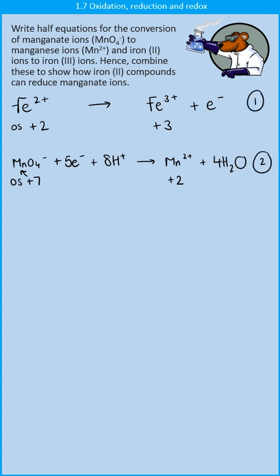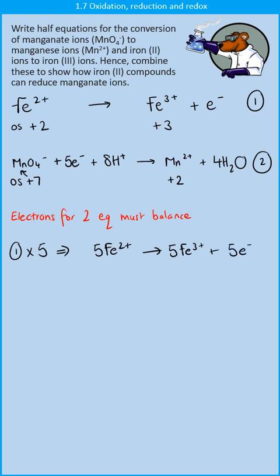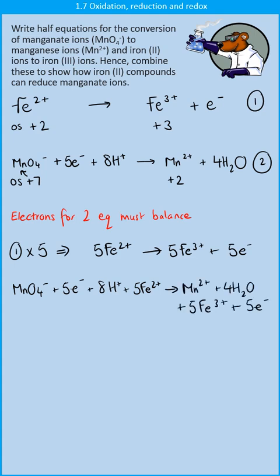So what I'm going to do is I'm going to take equation number 1 and I'm going to multiply it by 5 in order to make these balance. So that turns that into 5 Fe2+ ions goes to 5 Fe3+ ions and 5 electrons. So now I have 5 electrons in both equations and I can jam them together. So if I write out everything from the left-hand side and everything from the right-hand side, I've got electrons on both sides of the equation, and that's silly. I don't need electrons on both sides, so I'm going to cancel those out like that.